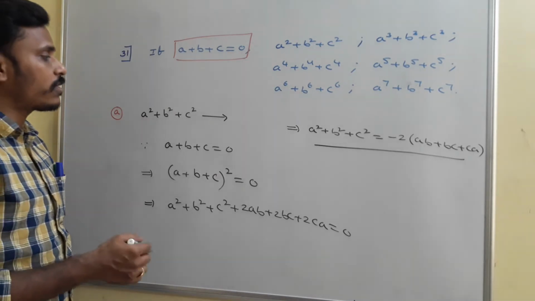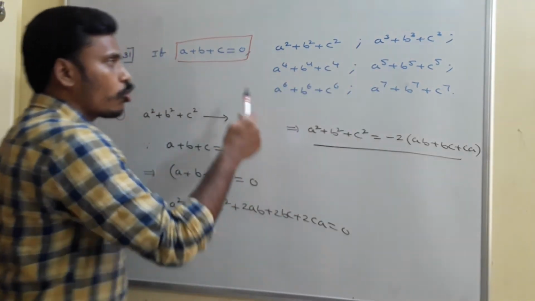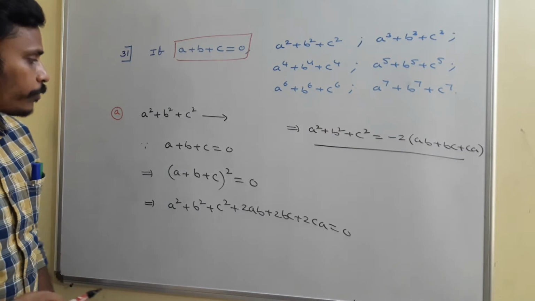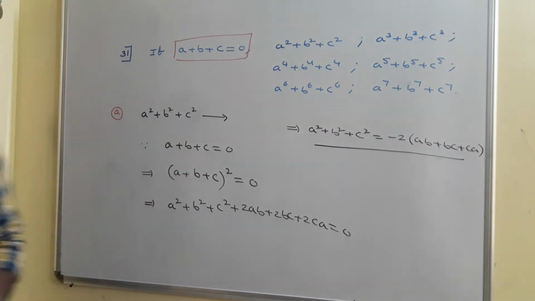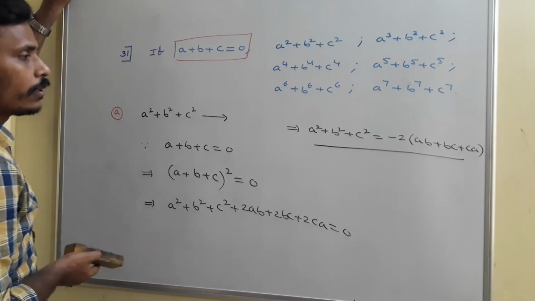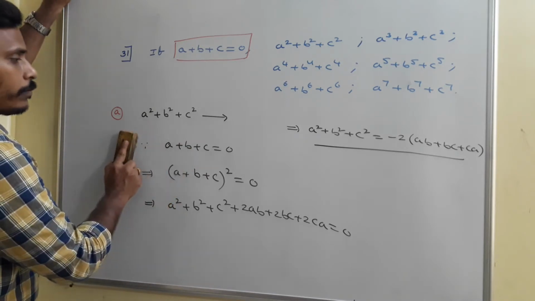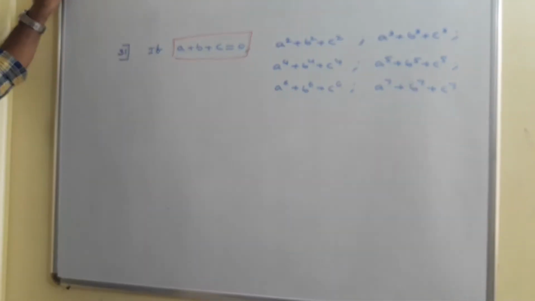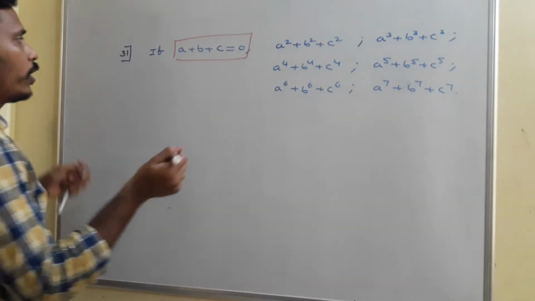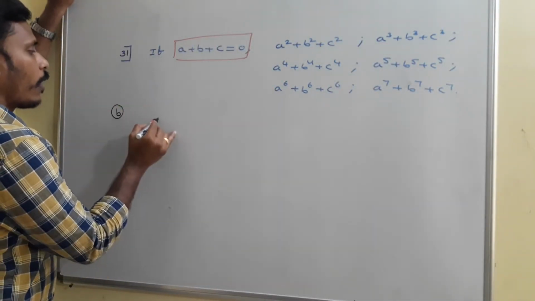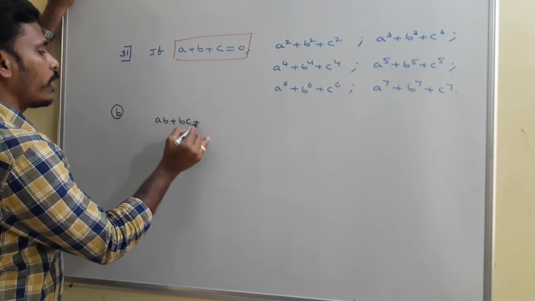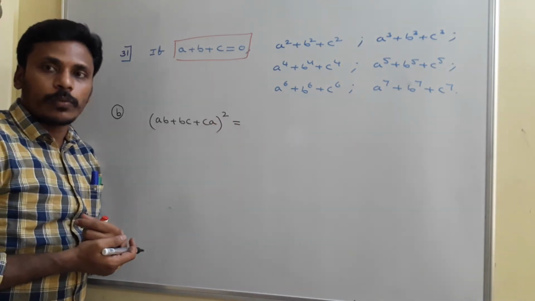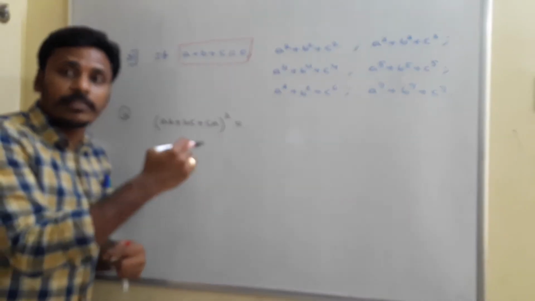Before going to the second part, for a³+b³+c³ and a⁴+b⁴+c⁴, meanwhile I need to discuss one more idea. See, this is A, and then coming to B. What is (ab+bc+ca)²? That's also something we need. So it is again of the format (x+y+z)².